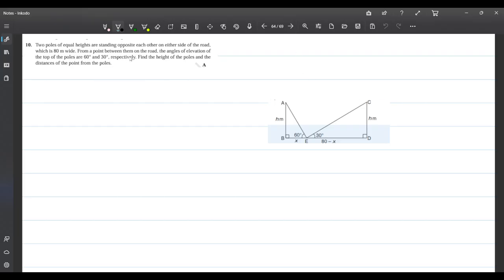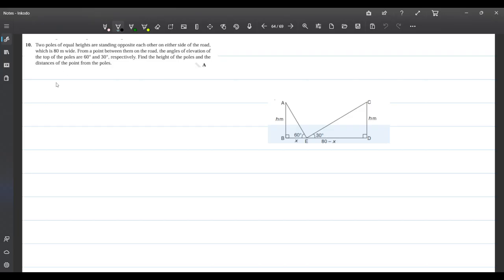Two poles of equal heights are standing opposite to each other. So this is pole standing opposite each other on the other side of the road, which is 80 meter wide. So suppose that this is 80 meter. So let this distance is x, then this distance is 80 minus x. From a point between them on a road, the angle of elevation of the top of a pole are 60 degree. This is 60 degree and 30 degree. Find the height of a pole and the distance from the point from the pole. So we have to find the height and the distance.